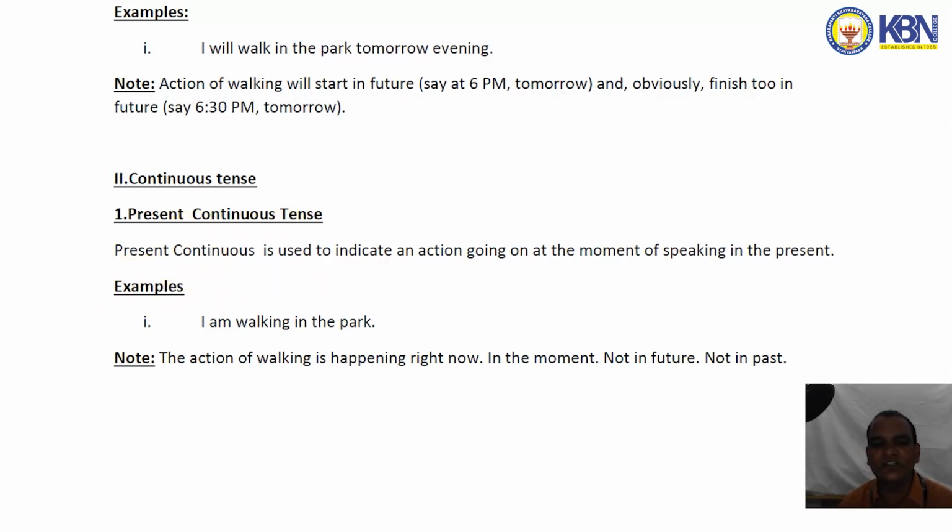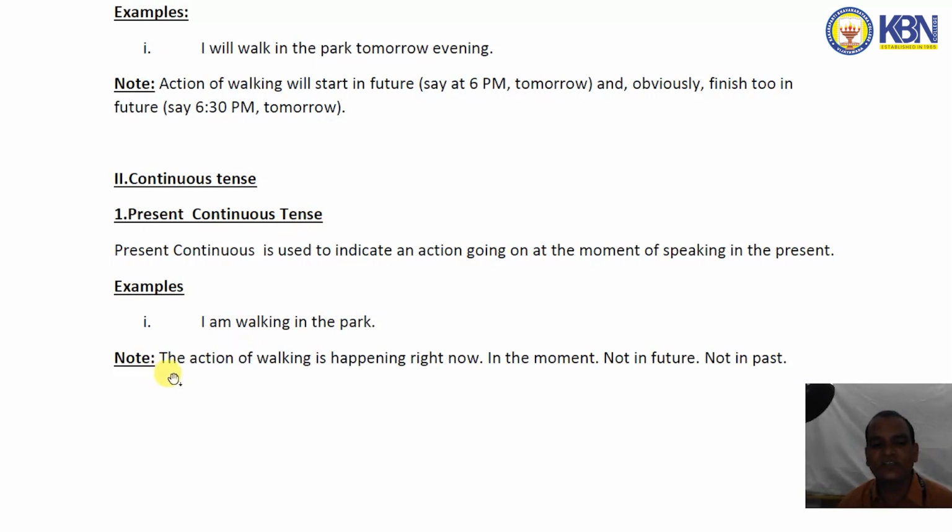Present continuous tense is used to indicate an action going on at the moment of speaking in the present. So here is an example. I am walking in the park. I am walking in the park indicates an action going on at the moment of speaking in the present. So here we have to identify the activity that is going on at the present moment. So these type of actions can be identified in a present continuous tense.